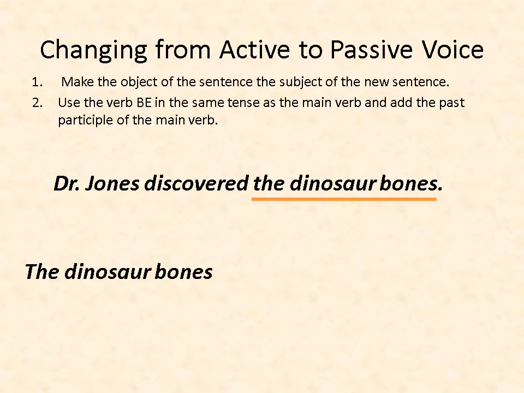Use the verb be in the same tense as the main verb. So there's the main verb. Now let's put that in the same tense. We know that discovered is past tense. What is be in the past tense? Well, we have a choice between was and were. And since our subject is now the dinosaur bones, we need to choose were, not was. And then we just add the past participle of the main verb, discovered. In this case, it's a regular verb, so it looks just like the verb in the main sentence.